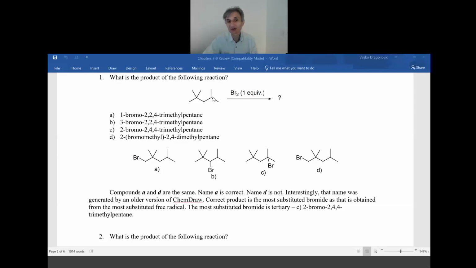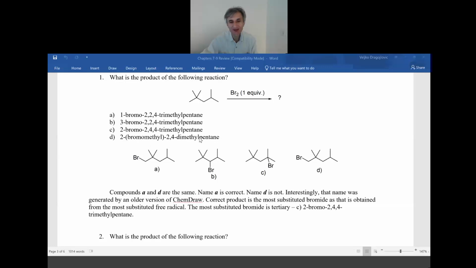The reaction is alkane with bromine. So obviously it's going to be substitution, a free radical halogenation, free radical substitution. Now, then what is the product? First, when you look at these products, there is one interesting thing. The last name, D, is wrong. It's not actually a correct IUPAC name.